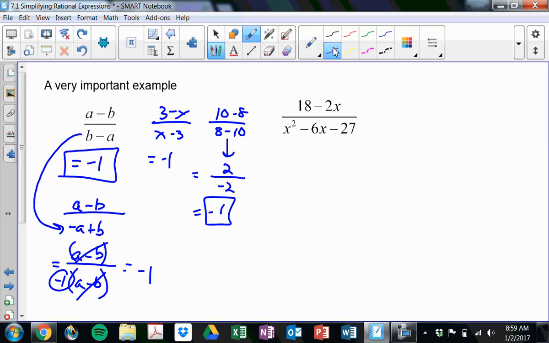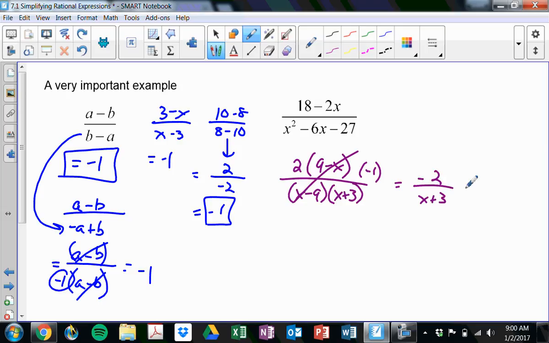Here, I can factor a 2 out of the top. And the bottom is x minus 9 times x plus 3. Factor the bottom. Factoring will not go away. It just always sticks around. These two things now can cancel. But when they cancel, you get a negative 1. 9 minus x over x minus 9 is negative 1. So we'll end up with negative 2 over x plus 3. We know that x cannot be negative 3.